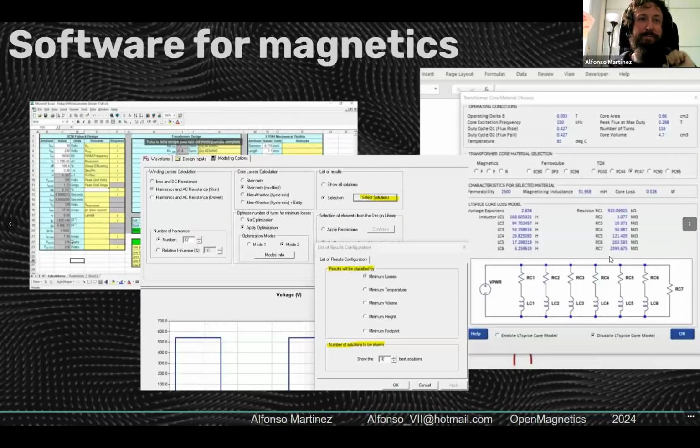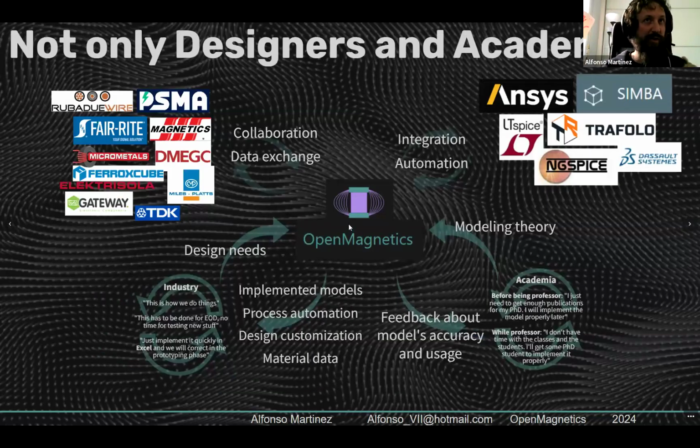Going a bit back to the software that is used nowadays. I don't know how is your eyesight, but if you take a look at the materials typically used, and you know a bit about magnetics, you will realize that these materials are obsolete, and they have been obsolete for 10 years. So OpenMagnetics is not only between industry and academia, this is also for manufacturers. So we collaborate with the manufacturers and with the power associations. We exchange the data, we make sure that we have all the data from their materials. And we also integrate with other tools, with Spice, with Trafolo, with Simba, which is why we're here, with ANSYS.